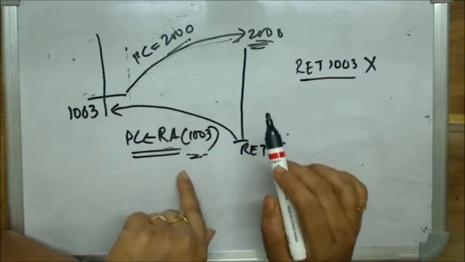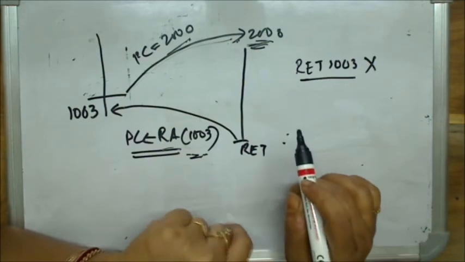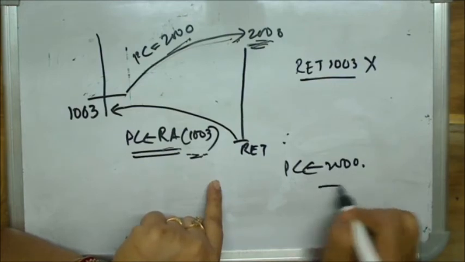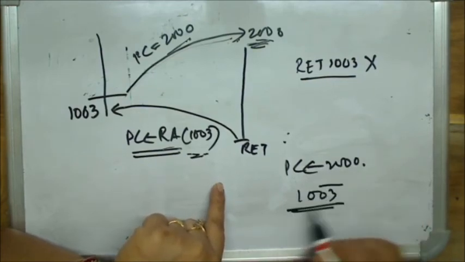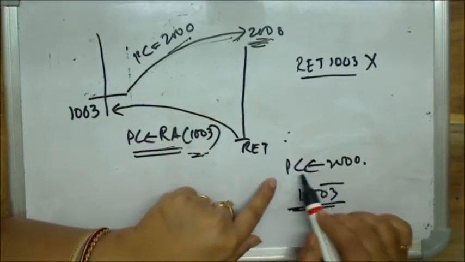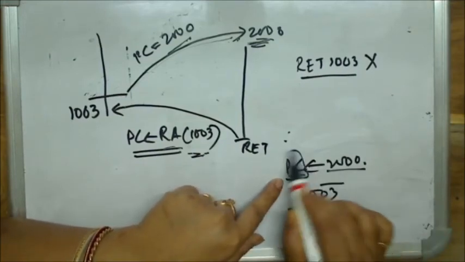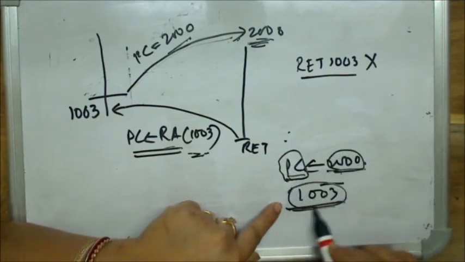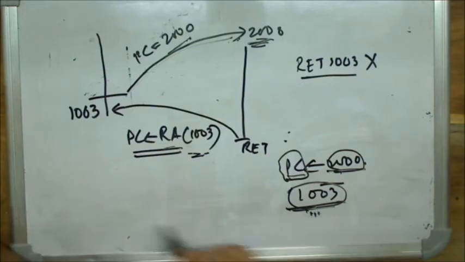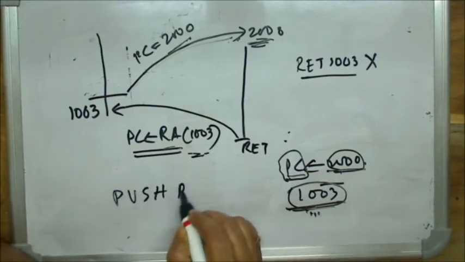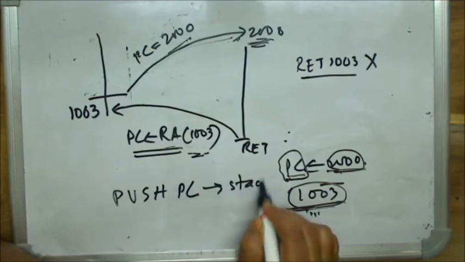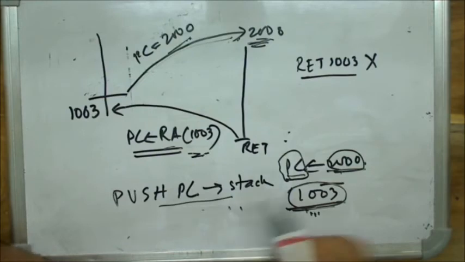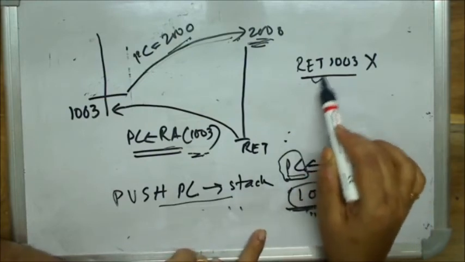Fine. So the processor is created in such a smart way that, before loading PC with 2008 and losing address 1003, listen very carefully, before putting 2008 into PC and before losing 1003, the processor has pushed PC into the stack. Okay, the processor has pushed PC into the stack. Should I repeat? You cannot write return 1003.